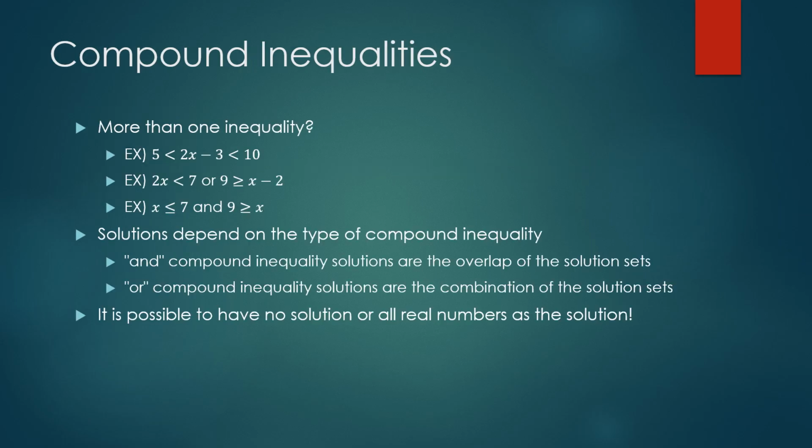So what's a compound inequality? A compound inequality is simply an inequality that's more than one inequality. We have some examples here. If we have 5 is less than 2x minus 3, which is less than 10. We could also use the words or and, where 2x is less than 7 or 9 is greater than or equal to x minus 2. And then we also have x is less than or equal to 7 and 9 is greater than or equal to x. Now the solutions depend on the type of compound inequality.